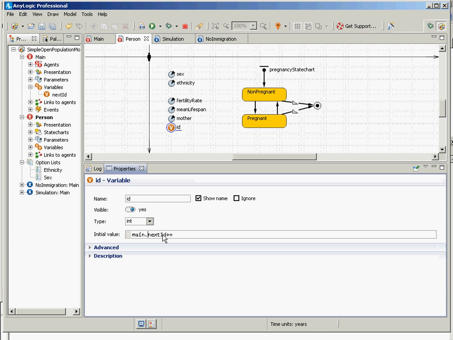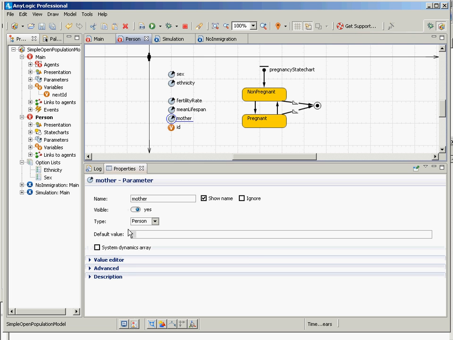Can you do the code again? I didn't quite follow along with all this code that I put in for tagging who the mother is. Tagging who the mother is? Yeah, for each new baby.